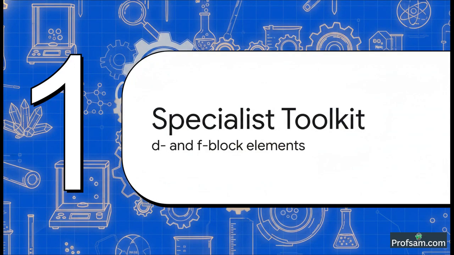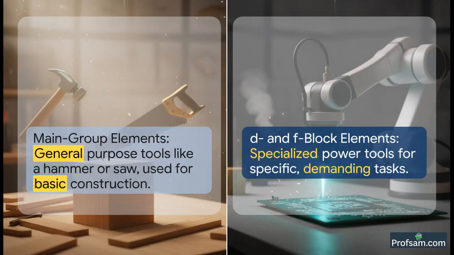All right, Section 1, Chemistry's Specialist Toolkit. Now, to understand why these elements are so crucial, I want you to think of them not just as names on a chart, but as a specialist's toolkit. Imagine chemistry is a big workshop. Well, these elements are the high-tech precision instruments you find inside. So let's explore this idea a little bit more.